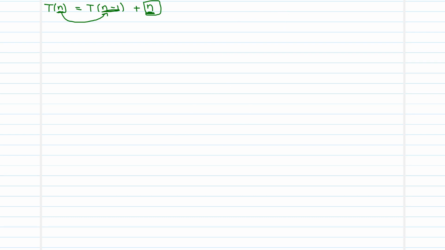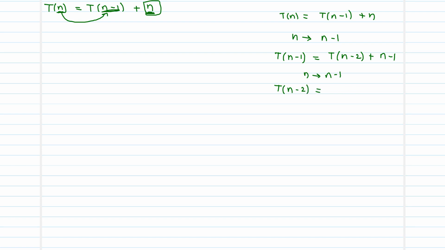So let's take we have a problem of size n, T of n equal to T of n minus 1 plus n. Okay, so now let's start: n is replaced by n minus 1, so our equation will become T of n minus 1 equal to T of n minus 2 plus n minus 1. Now if I replace again n by n minus 1, it will become T of n minus 2 equal to T of n minus 3 plus n minus 2. Now again if I go further, T of n minus 3 will become T of n minus 4 plus n minus 3.